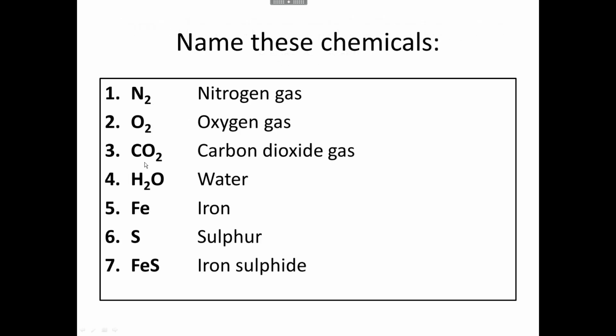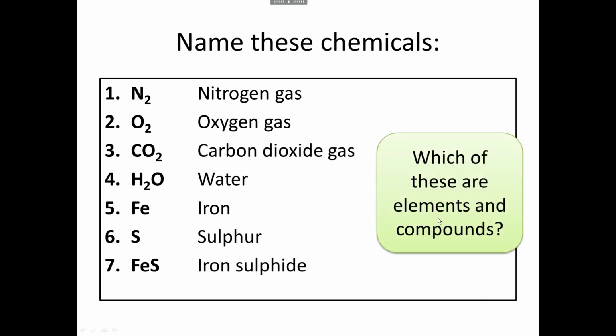O2, oxygen, CO2, carbon dioxide, H2O, water. Now these are more tricky without a periodic table to look them up. Fe is the symbol for iron, S is the symbol for sulfur. When they are bonded together, it makes a compound called iron sulfide.